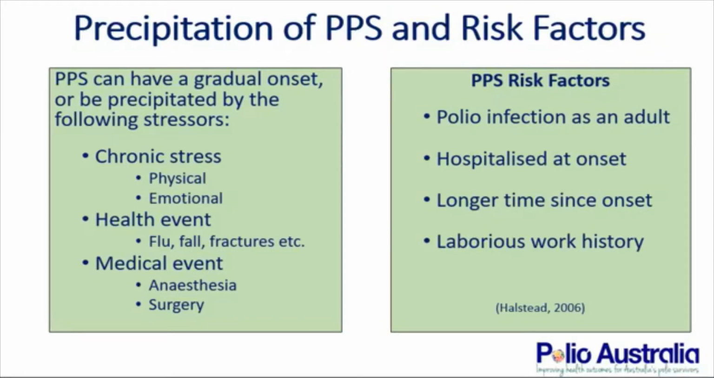Risk factors, these were outlined by Dr. Laura Halstead out of the United States in his book from 2006: polio infection as an adult, not as a child, hospitalized at onset, longer time since onset, laborious work history, meaning that you had a very high physical chronic stress in your work history. Those factors together increase the person's chance of developing post-polio syndrome.